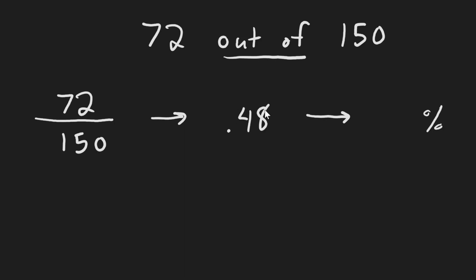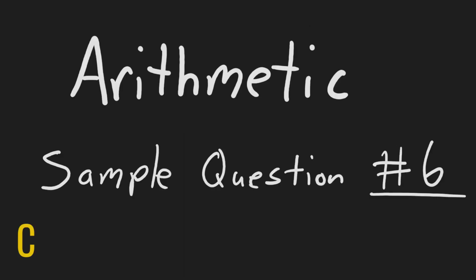And so we get 0.48, and to convert this into a percentage, you just move the decimal place 2 to the right. So you go 1, 2. And so we get that the percentage is 48%. Out of 150 cans of popcorn, you sold 72, so you sold 48% of your entire inventory of popcorn. 48% is the answer.